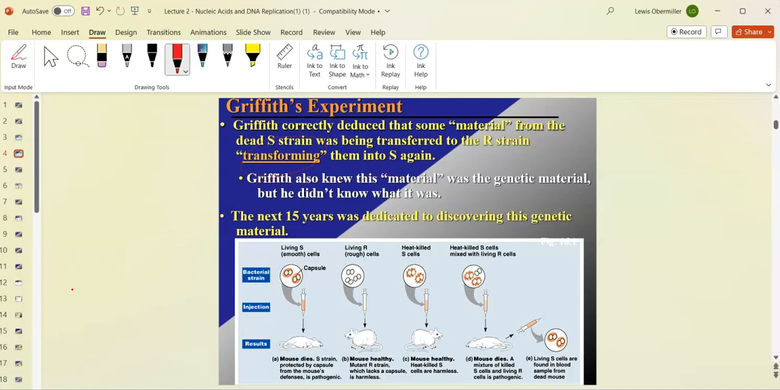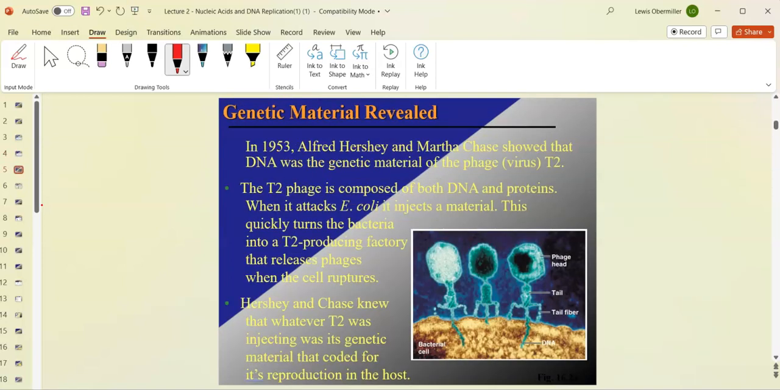Griffith knew that the material was the genetic material, but he did not know what it was, right? Again, he's still stumped. We don't know if it's DNA or protein, but you're going to see this word transformation again. It occurs a lot when we're doing genetically modified organisms. Just recently, I read that they were taking salmon DNA and putting it in strawberries, to help make them more resistant to frost. So that would be a transformation. Okay.